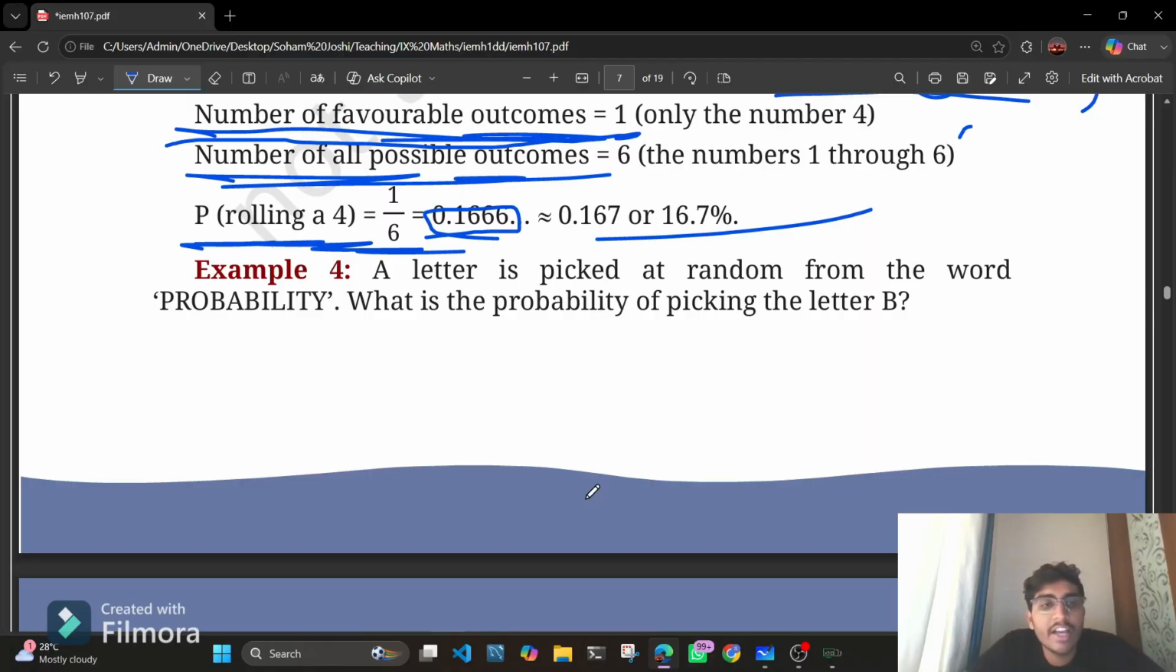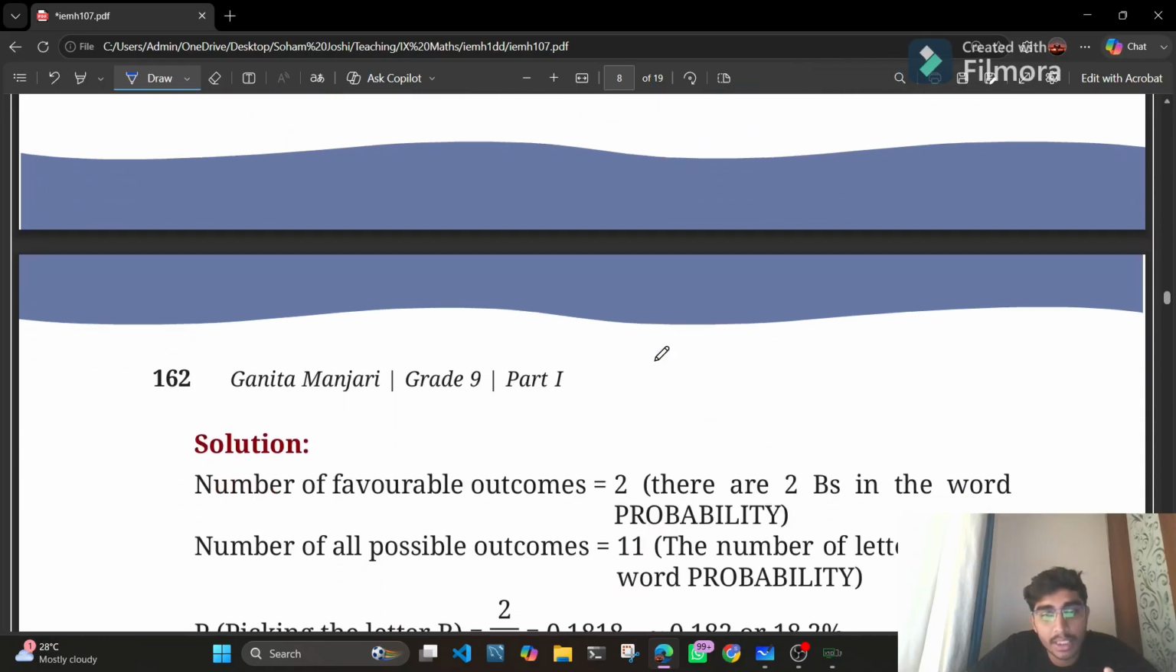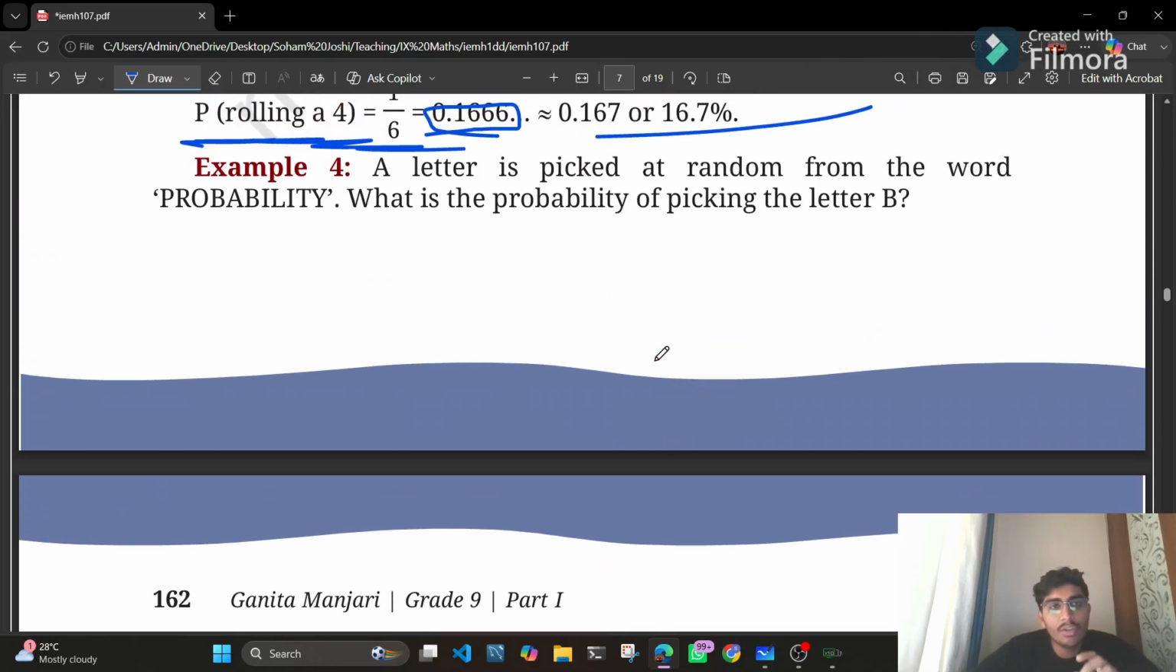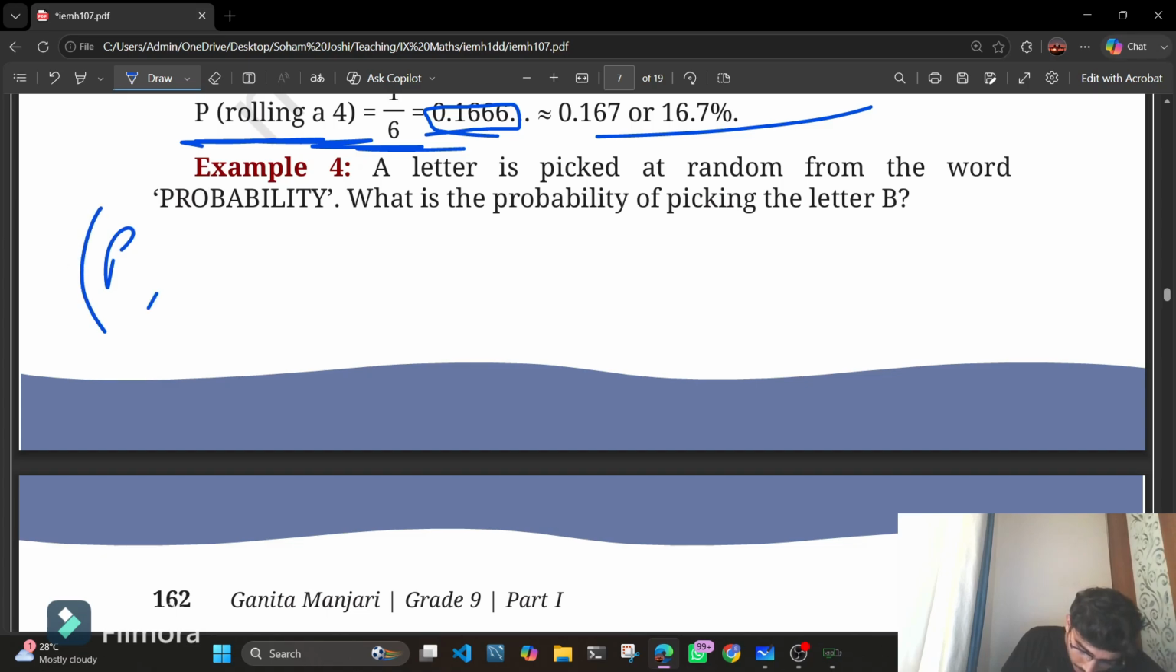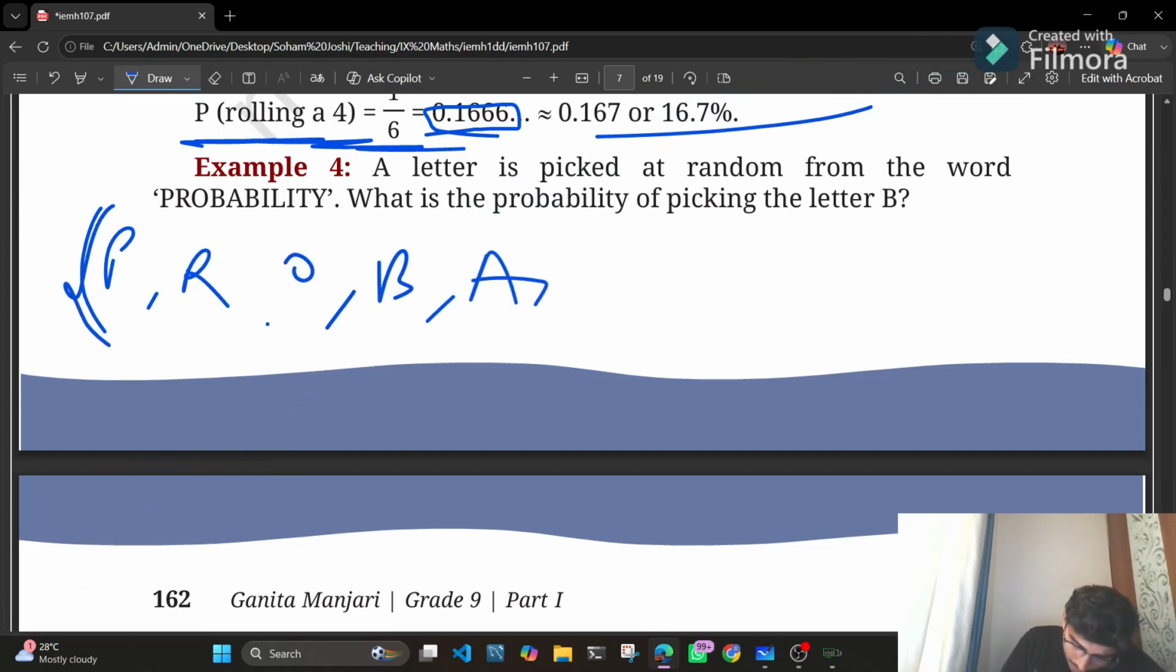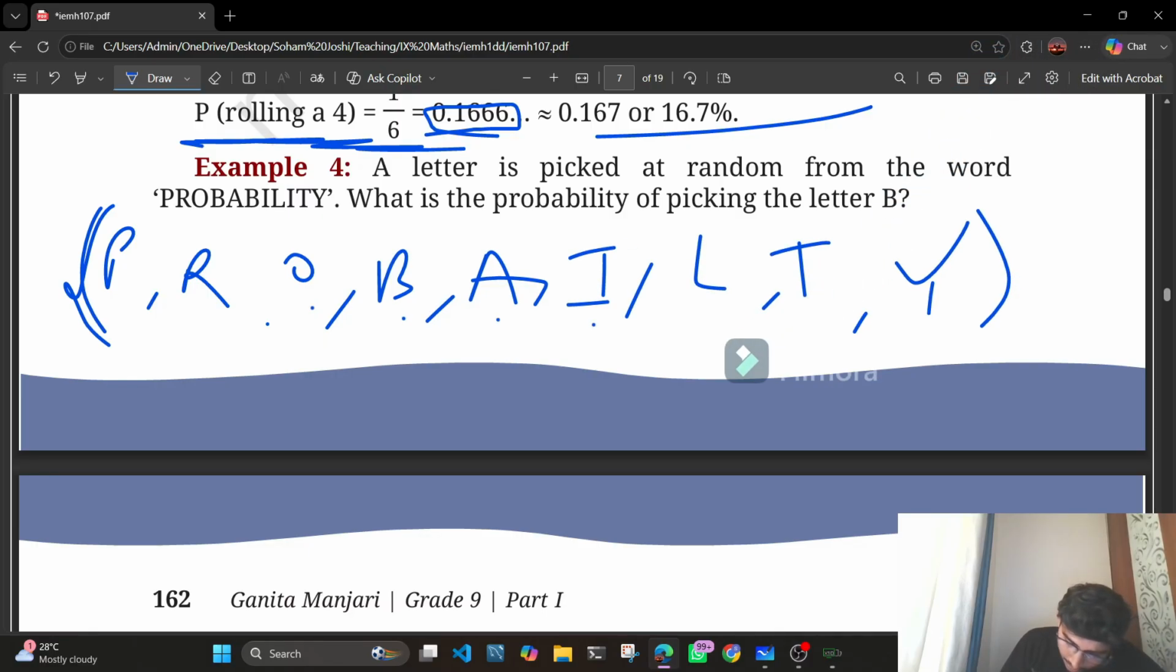Next up, we have: a letter is picked at random from the word probability. What is the probability of picking the letter B? Now, what is the number of possible outcomes? Outcomes are basically the letter we have picked. So what are all the letters? P, R, O, B, A, I, L, T, Y. 1, 2, 3, 4, 5, 6, 7, 8, 9.